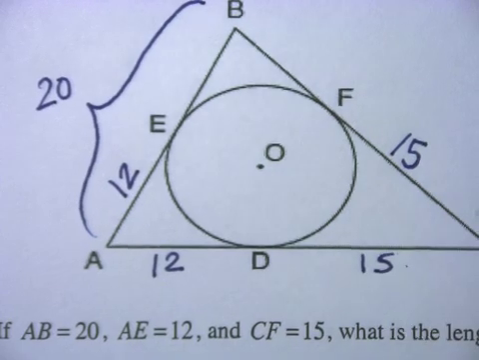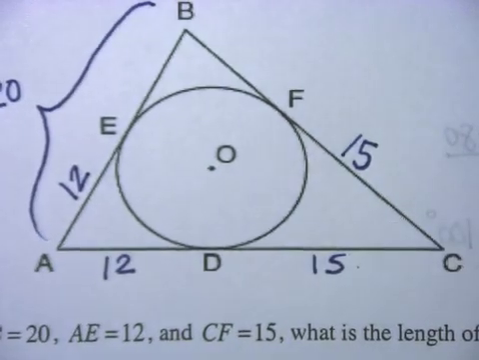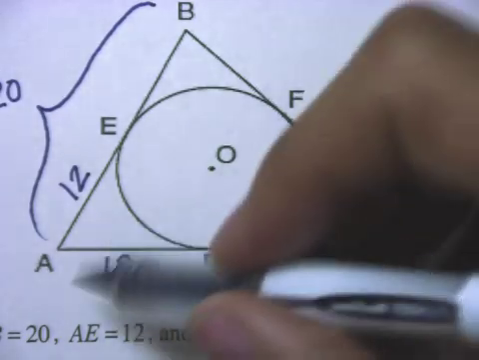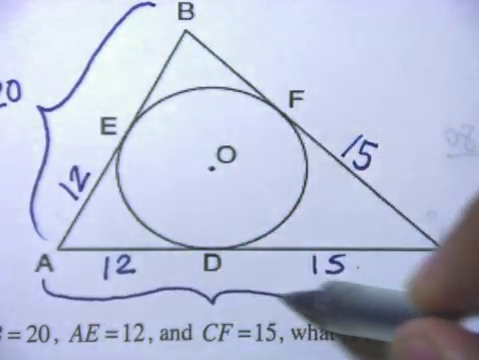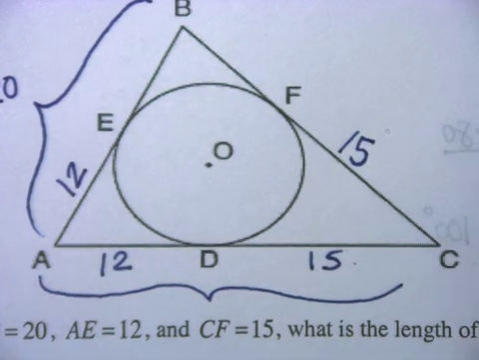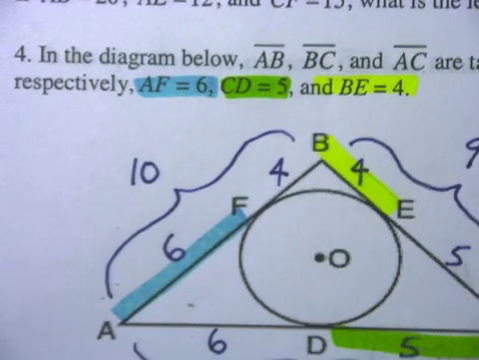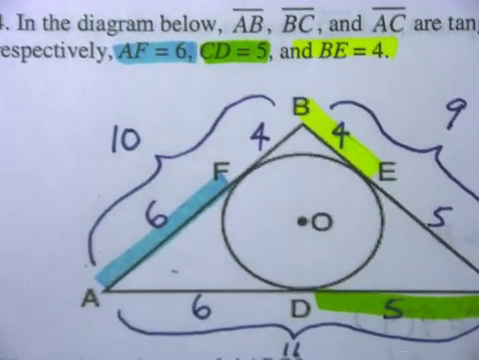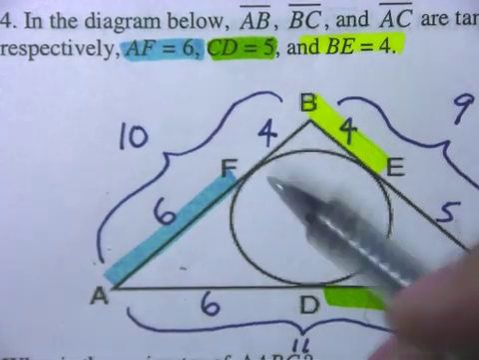So they tell me that the whole thing is 20. They tell me that AE is 12. They tell me that C to F is 15. And they want to know what the length from A to C is. Well, now since I know these are tangent lines and I have all that information, from A to C, all I have to do is add 12 plus 15, which is going to give me 27.